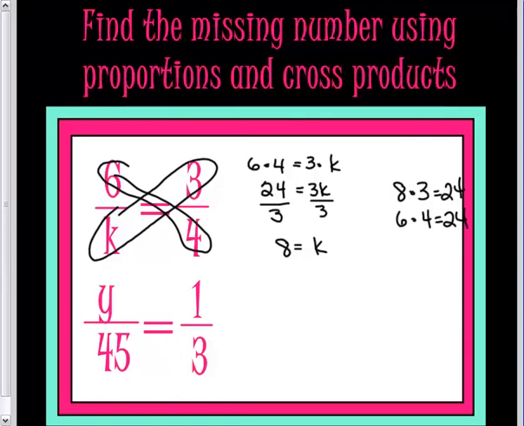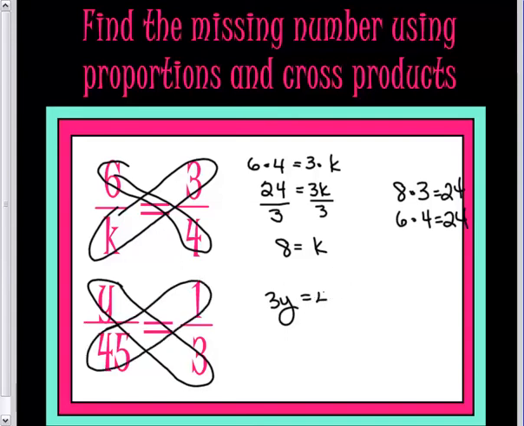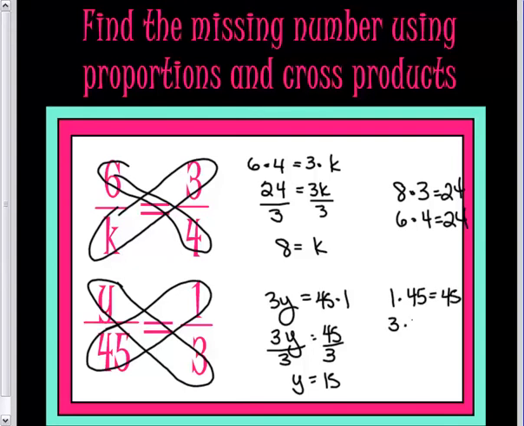Okay, 3Y, because we've got 3 of this unknown, and we're calling that unknown y, equals 45 times 1. Well, 45 times 1 is, of course, 45. And what number times 3 equals 45? Well, if we divide 45 by 3, we get 15. Can we check our work? Sure. 1 times 45 was 45, and 3 times 15 is also 45, so now we know that we have solved that proportion.